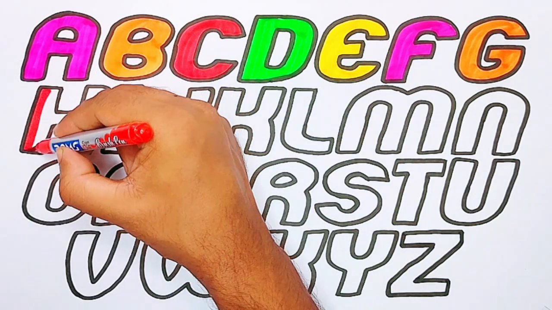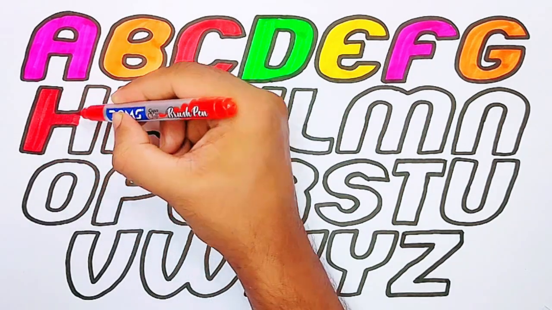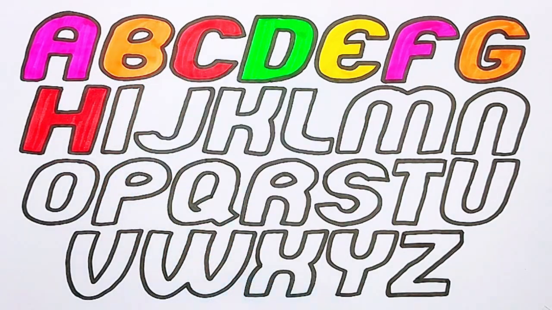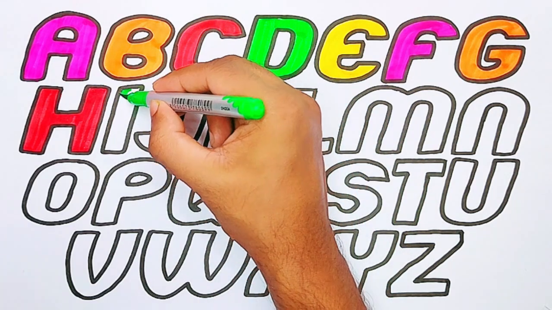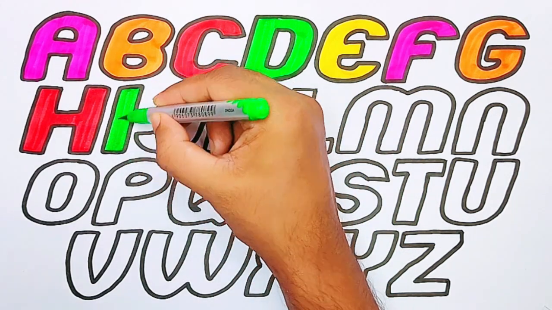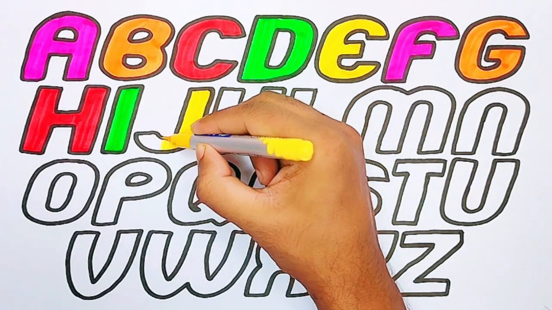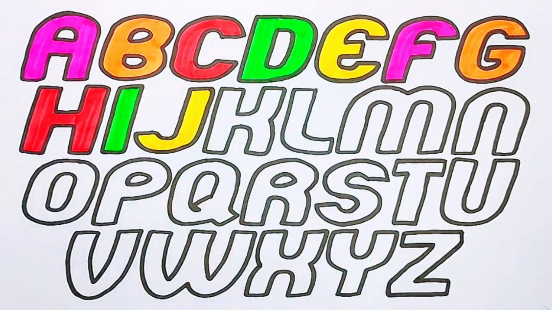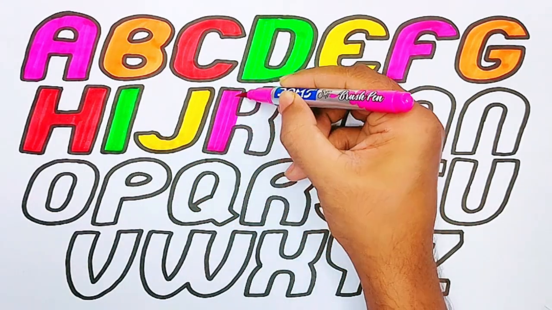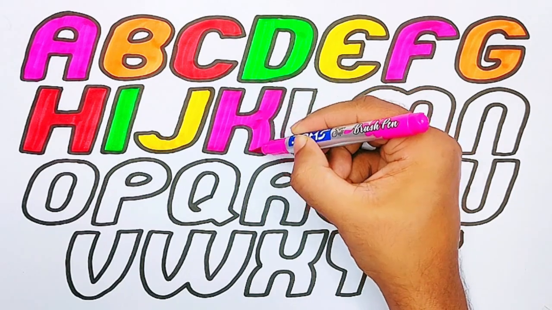Red color. H. H for hippopotamus. Green color. I. I for idea. Yellow color. J. J for jet fighter. Pink color. K. K for key.